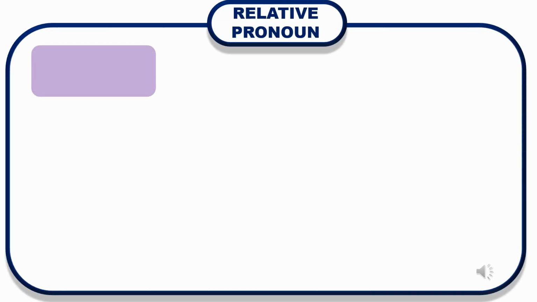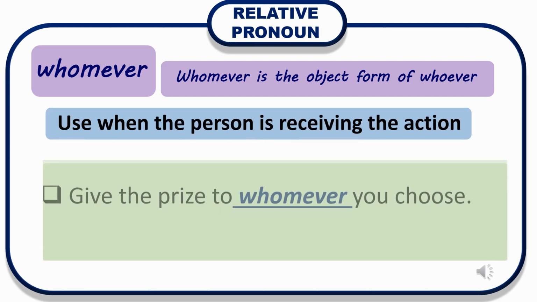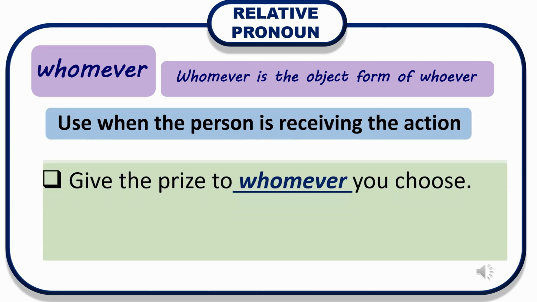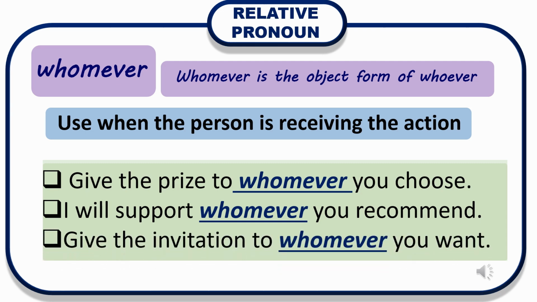Let's demystify whomever, the object form of whoever. When to use whomever, when the person is receiving the action, object. Answering to whom, or for whom. Examples made easy, give the prize to whomever you choose. You choose whom? Someone receives the prize. I will support whomever you recommend. You recommend whom? Someone receives support. Give the invitation to whomever you want. You want whom? Someone gets the invitation.